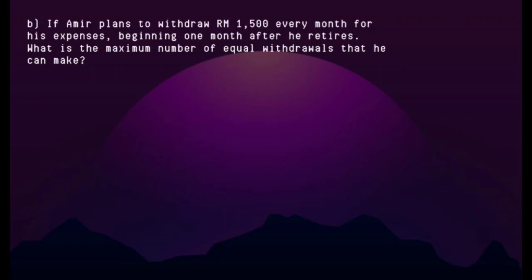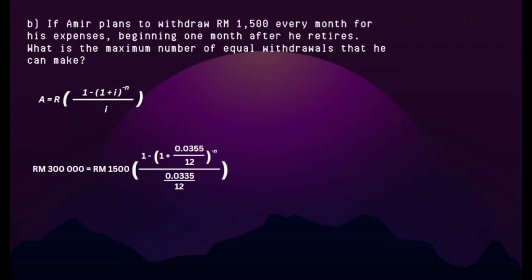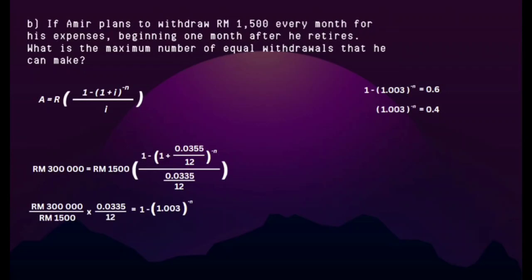Next, look at question B. If Amir plans to withdraw 1,500 every month for his expense, beginning 1 month after he retires, what is the maximum number of equal withdrawals that he can make? For this question, we use the same formula, which is A equal to R bracket 1 minus 1 plus I power negative n divided by I. Next, after we enter the values into the formula, we only need to solve this equation. We can continue to the step, which is 300,000 divided by 1,500 multiplied by 0.0335 divided by 12 equal to 1 minus 1.003 power of negative n. So 1 minus 0.6, we get 0.4.